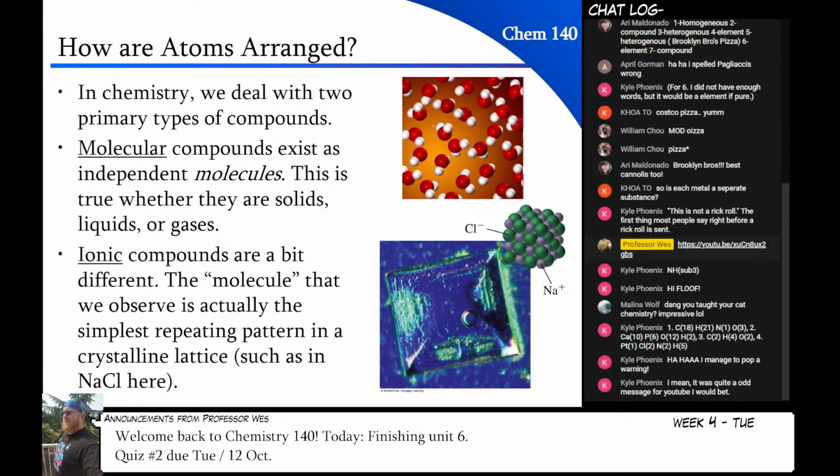But molecular compounds are independent entities of bonded atoms. So I'm circling here a collection of water molecules. And you'll notice that when I draw the red line, I can completely encapsulate the water molecule because it's not actually connected to other water molecules. So molecules or molecular compounds are independent things that just sort of shuffle about.